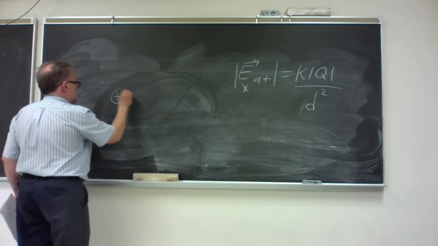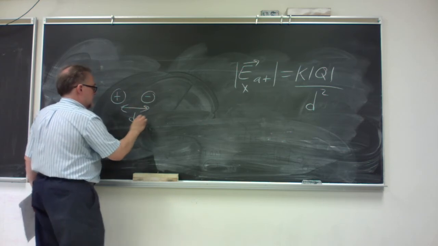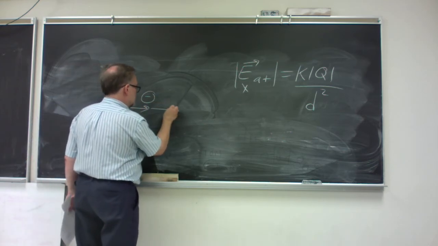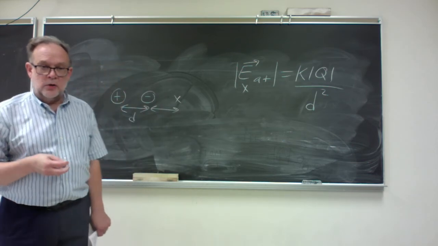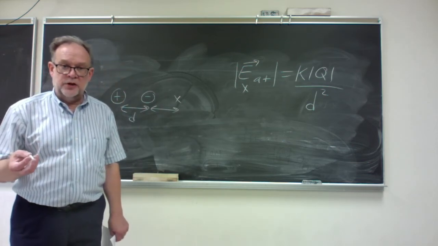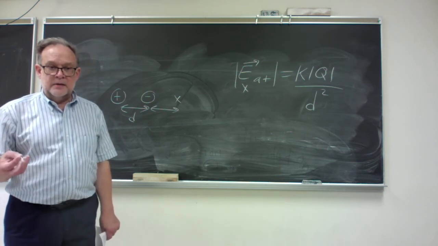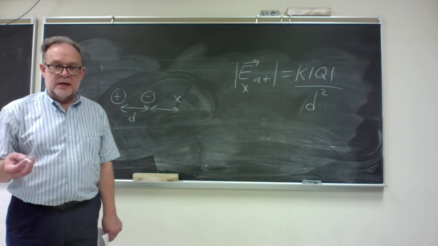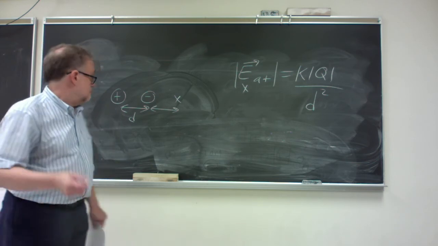Positive charge here, negative charge here, one step away. And then one step away from the negative charge is the point X, and we'll now again think about the net field at X. And again, the field at X is a net field, the sum of the field from the positive charge plus the field from the negative charge.